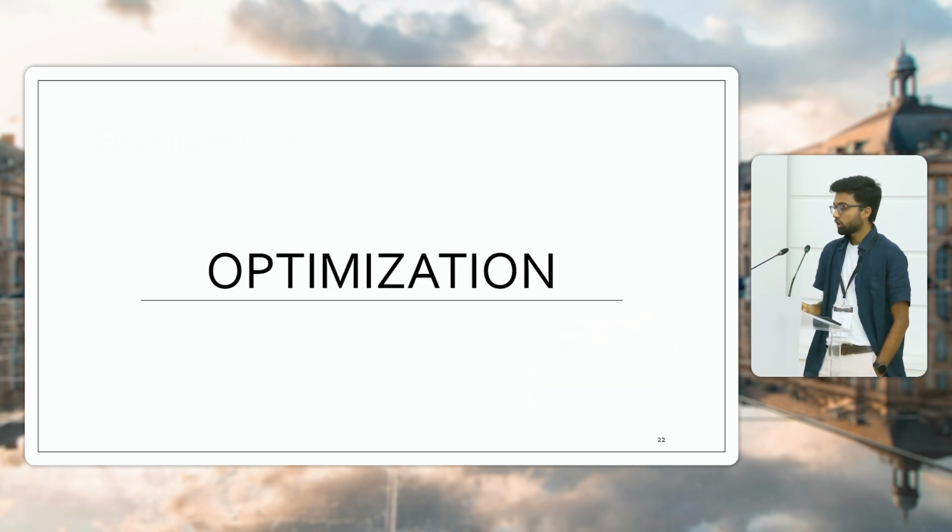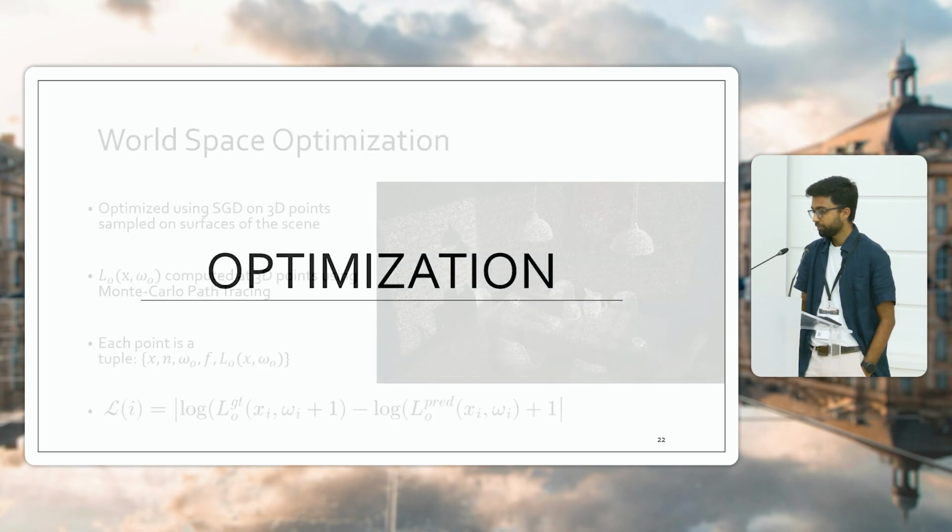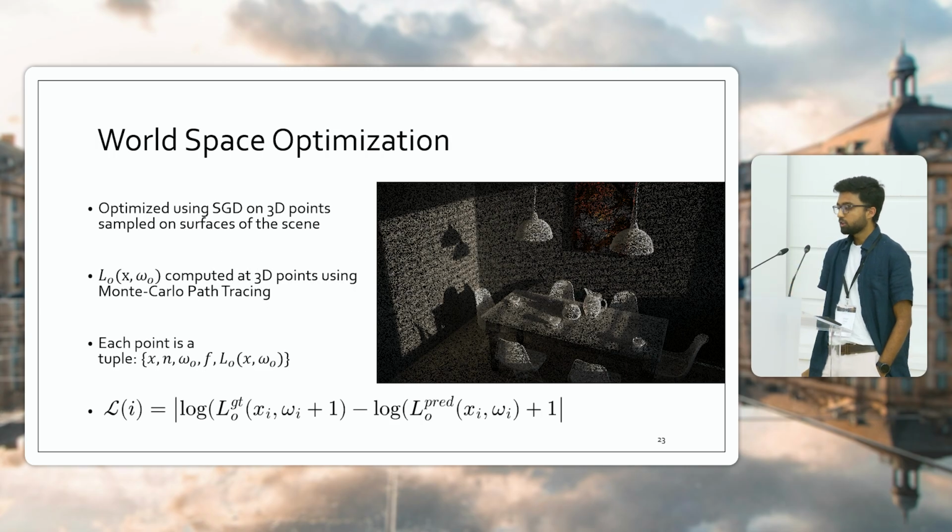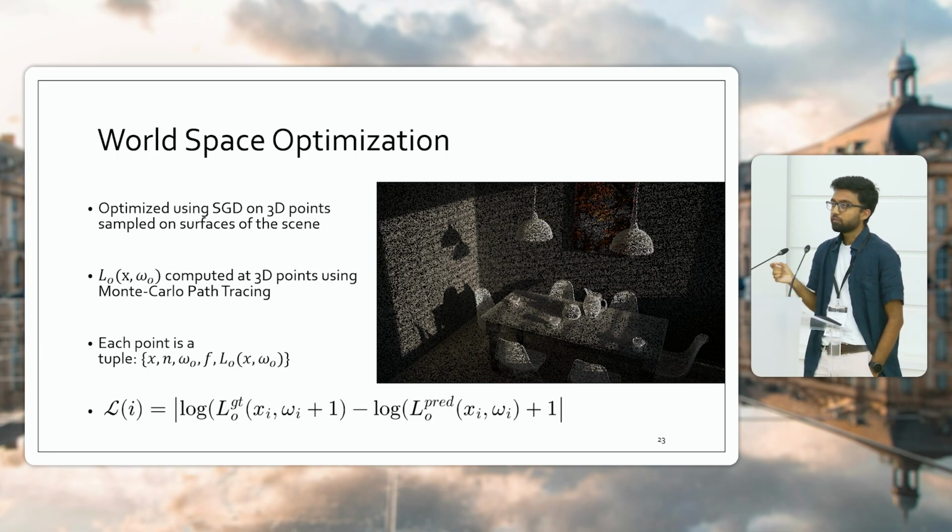So now I'll talk about our optimization strategy. We optimize in world space on 3D points which are sampled on the surfaces of the scene. We compute the outgoing gradients at each of these points using Monte Carlo path tracing. And since the outgoing gradients are in HDR, you need to apply a log loss on these.